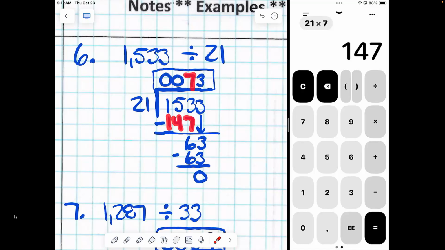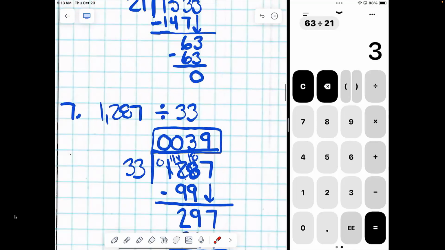We wrote a 147. As long as our difference, our subtraction, is less than 21, are we good? So is 6 less than 21? Yes. Sweet. Then we bring down our 3, yes? Does 21 go into 63? Yes. Some of you would just guess and check. But what I did is I took this 63 and this 21, and it's really just 63 divided by 21, right? So on my calculator, I did 63 divided by 21, and look what happens. It's perfectly 3, right? 3 times 21, I finished my math problem at 63. I have nothing left over. I have my answer of 73, yes?